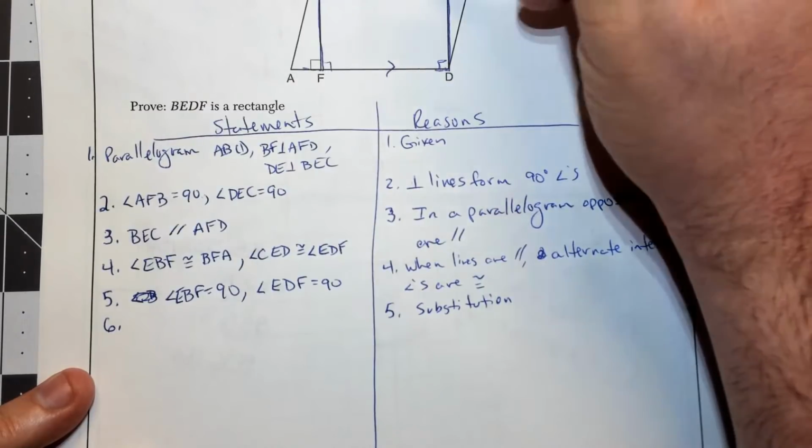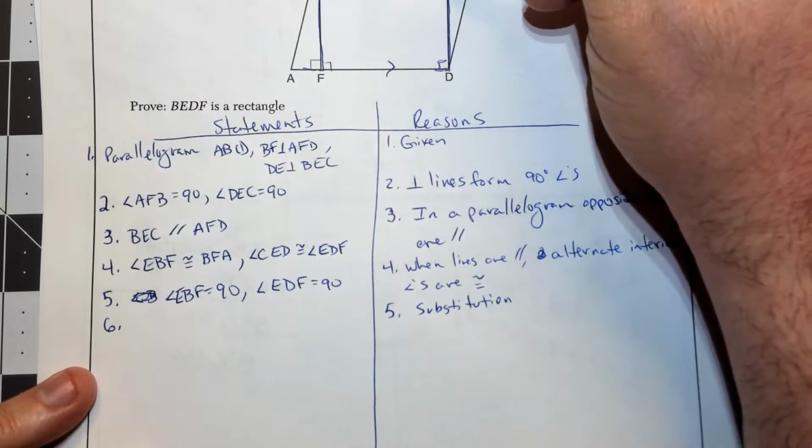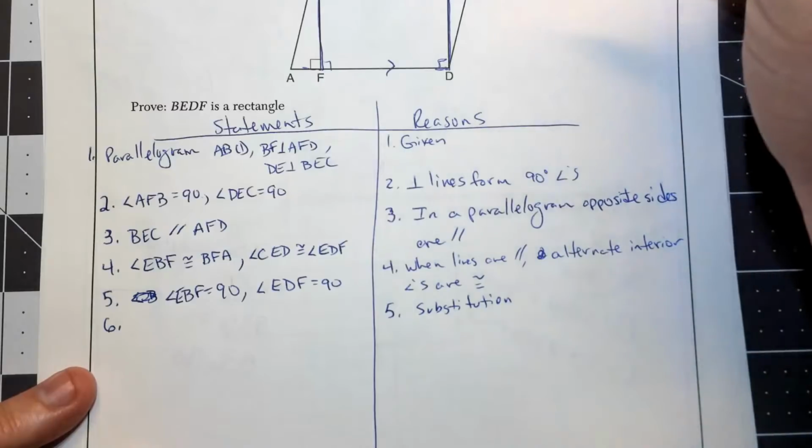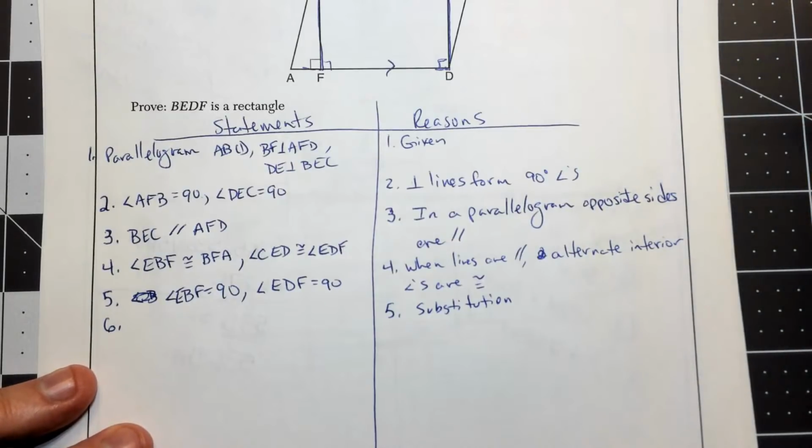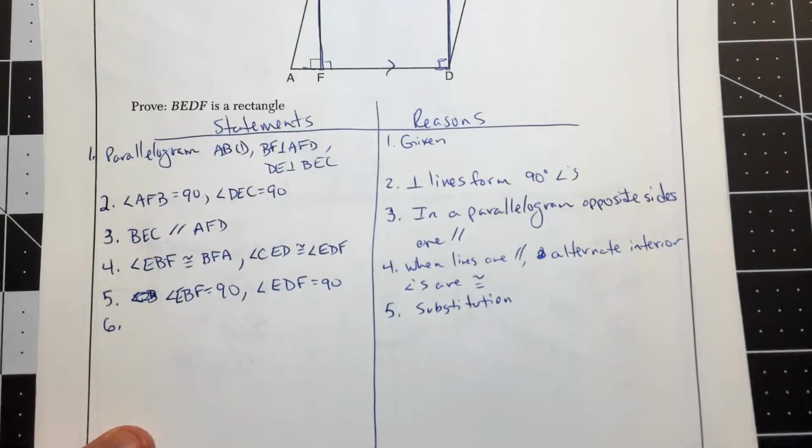Okay. So if this is 90, the angle next door has to be 90. Basically, they're supplementary angles on a straight line. So you can say it that way. You can also do the fact that 180 minus 90 is 90. So it's kind of how you want to explain it here.